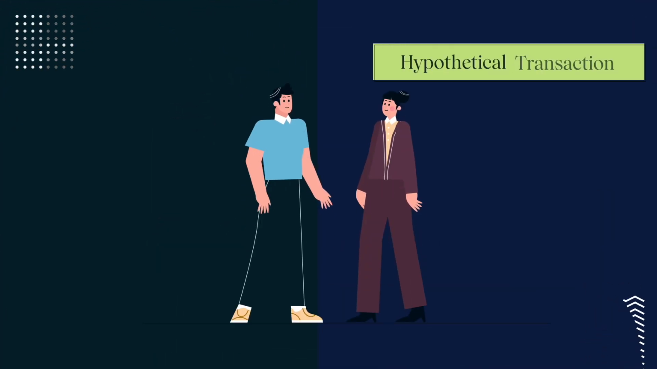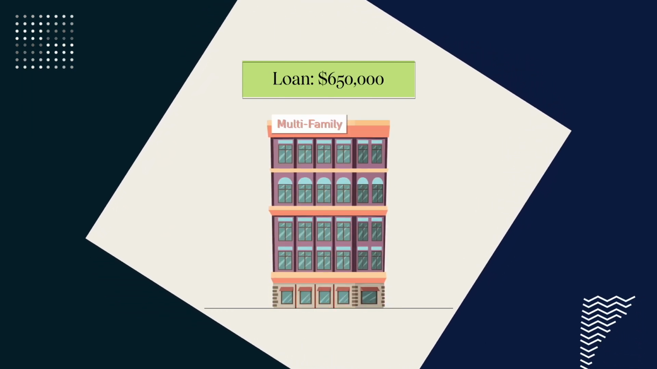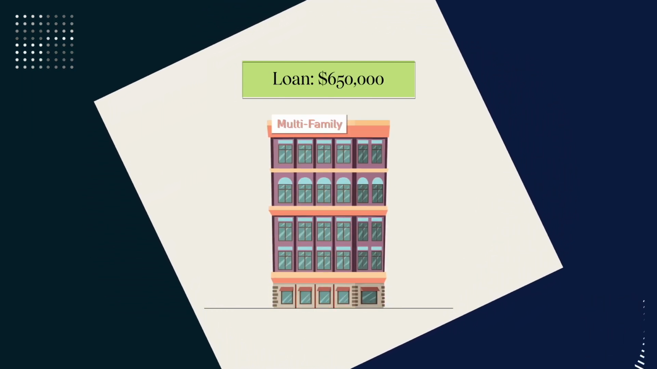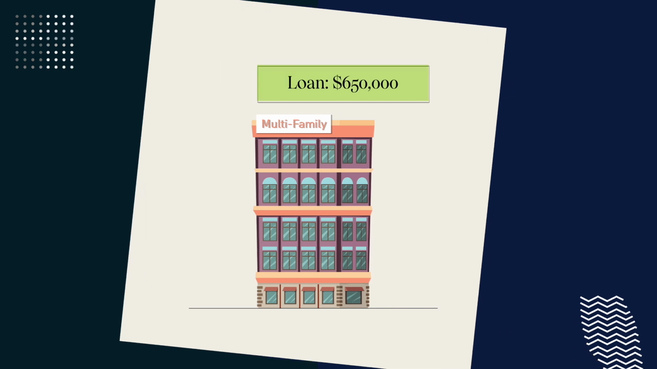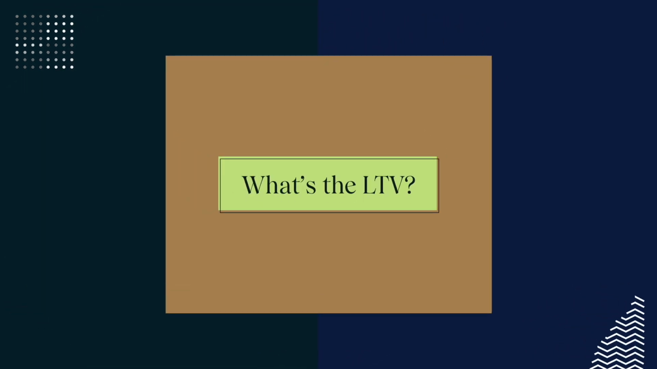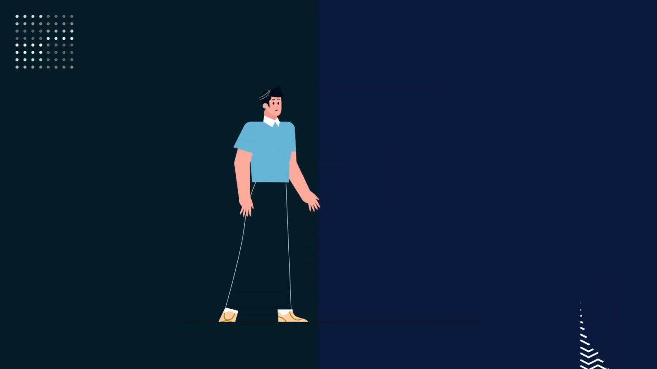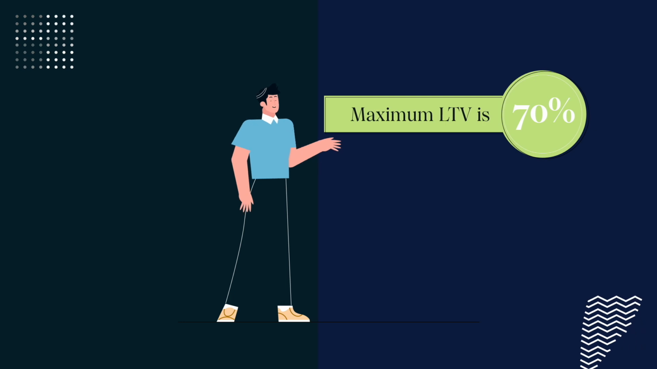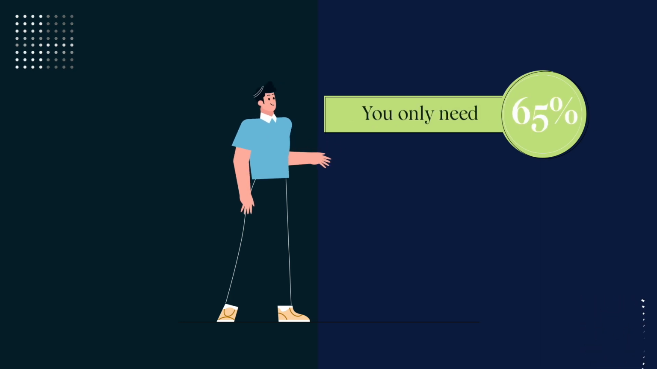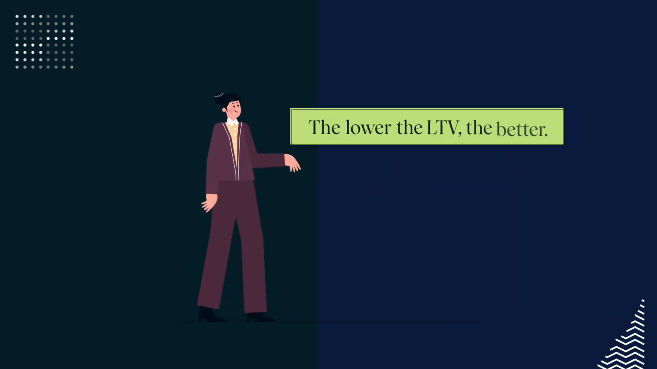Going back to our hypothetical conversation with that lender, you need a loan of $650,000 to acquire an investment property that you have under contract. The value of the property is $1 million. What's the LTV? In this case, it would be 65%. The lender told you that maximum LTV is 70%. You only need 65%. So you've at least cleared that hurdle. From the lender's perspective, the lower the LTV, the better.